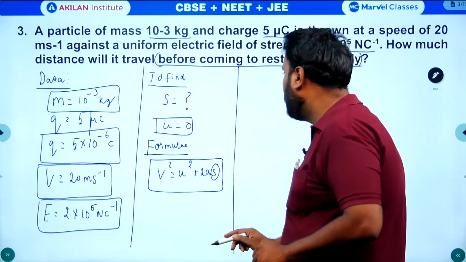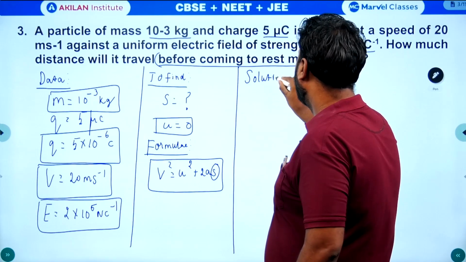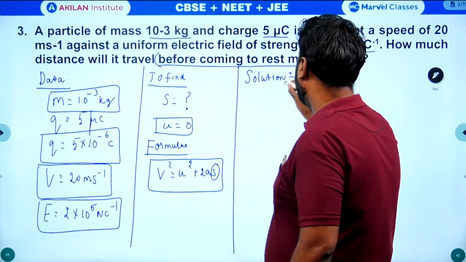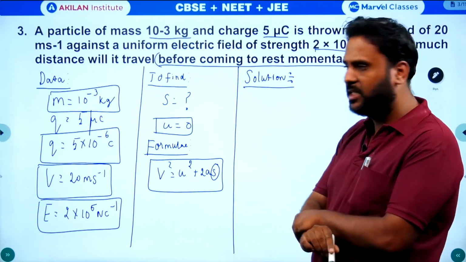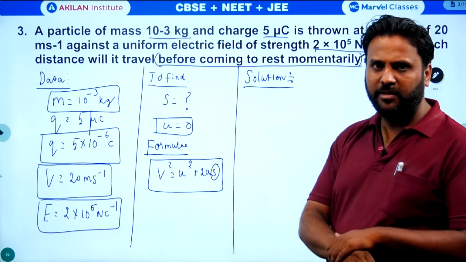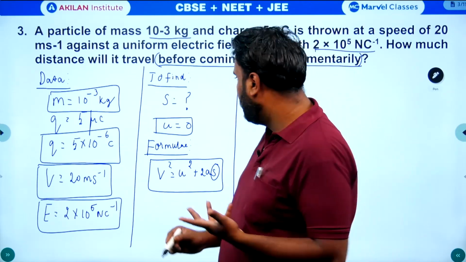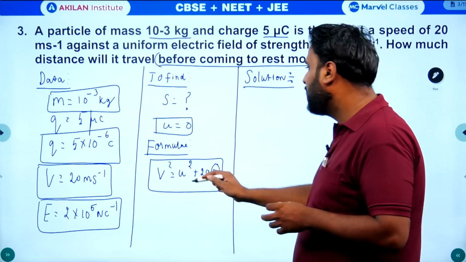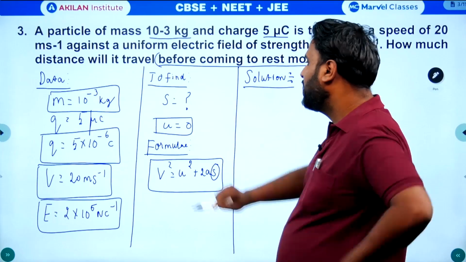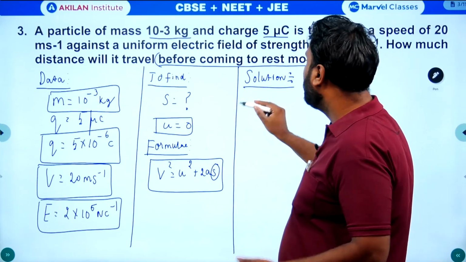Next we are going to do the solution. Okay, so data, to find, and formula, everything is written. So we are going to find the displacement here. Before finding the displacement directly, we don't know the acceleration. We need to find the acceleration, right? Because initially we know that the velocity is 0, so we have to find the acceleration. So how will we find the acceleration?